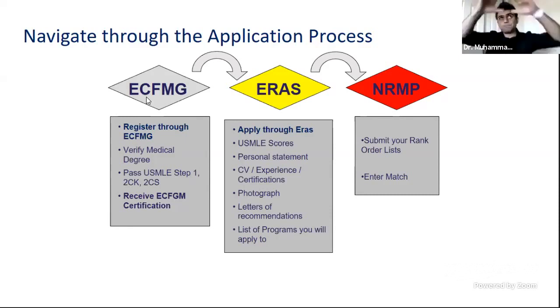So NRMP is a big umbrella. Under that, ECFMG and ERAS sit. Once you register with NRMP and you have had your interviews, you have to submit your rank order. For instance, you have 10 interviews. Which one is your choice number one, or preference number one, preference number two? That's the way it happens.